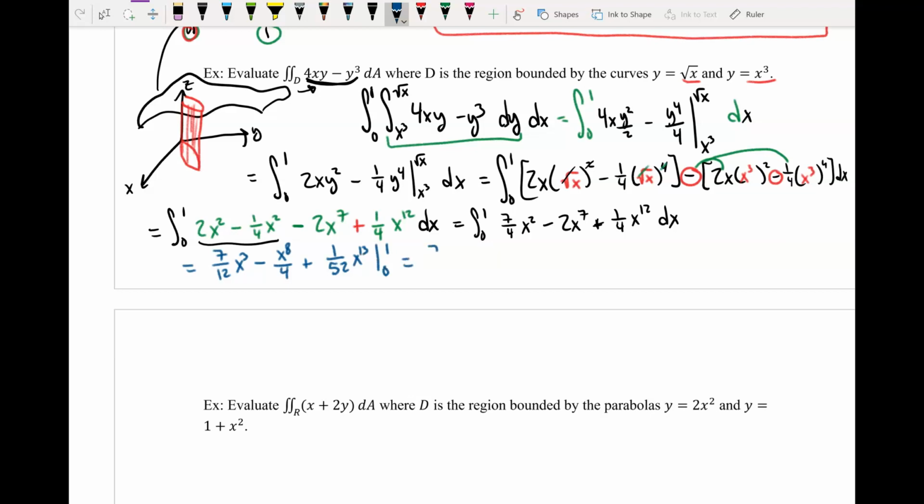Alright, so I'm going to have 7 over 12 times 1 cubed minus 1 to the 8th over 4, plus 1 over 52 times 1 to the 13th power. Everything just goes to 0, and what you should end up getting is 55 over 156.